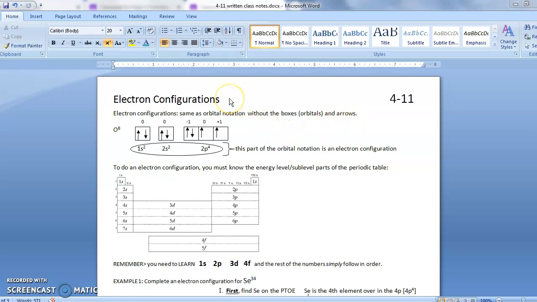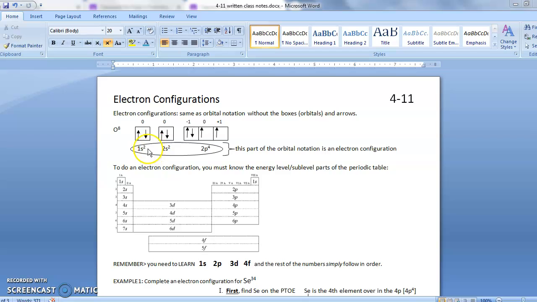What are electron configurations? In general, electron configurations are any way of representing where the electrons have a high probability of being found. We said in this unit we would be discussing 4 of those. The first one we already learned about was orbital notation. And this is an orbital notation right here.